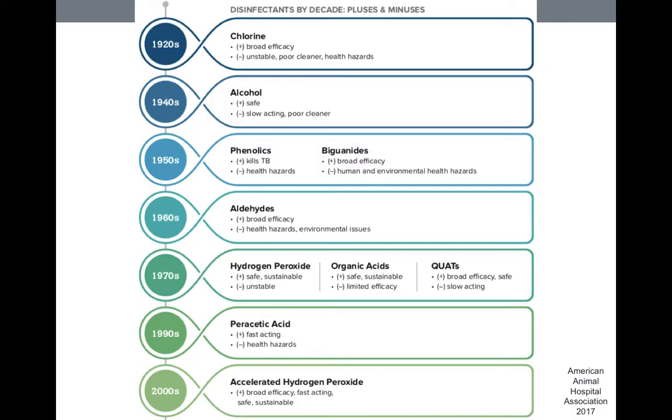Next, let's talk about environmental hygiene. We will focus specifically on routine cleaning and disinfection. It is important to get to know your disinfectant. Shown here are several common chemistries used for hospital disinfection, and as you can see, new products have been developed over time. There are pros and cons to these different products as shown in this image provided by the American Animal Hospital Association. Some common products used in veterinary hospitals are chlorhexidine, bleach, and quaternary ammonium.